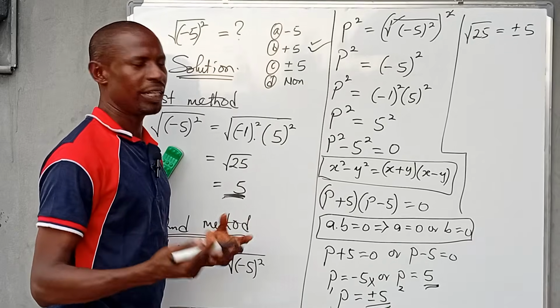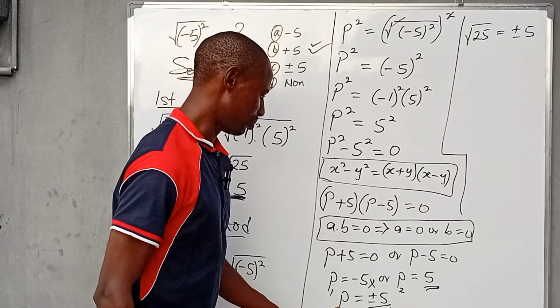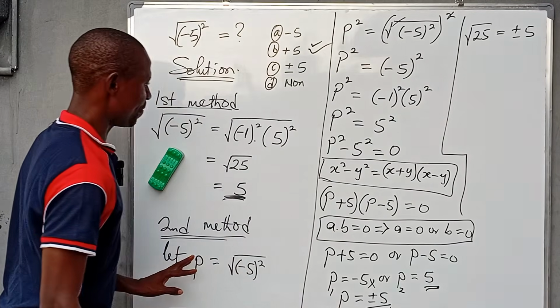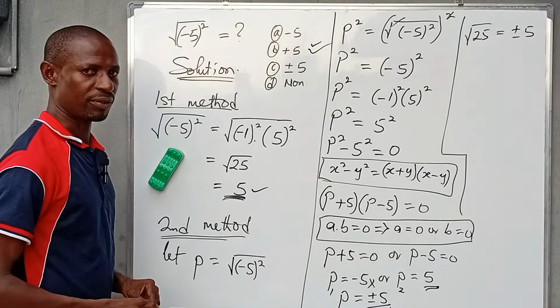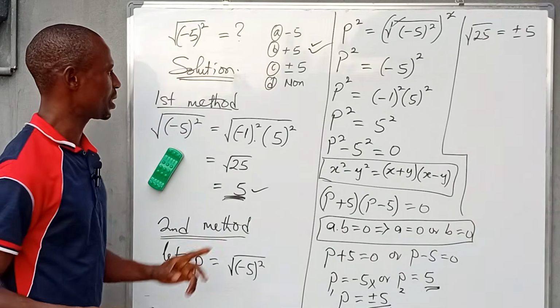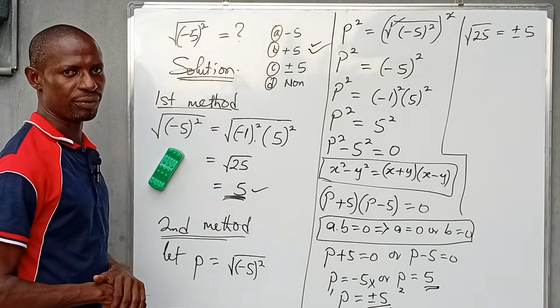Now let's prove whether P1 should be accepted or rejected. Look at the first approach I used. I got my plus 5 from my explanation. But the reason why I'm taking only plus 5 is this. Look at the question we have here: minus 5 to the power of 2.